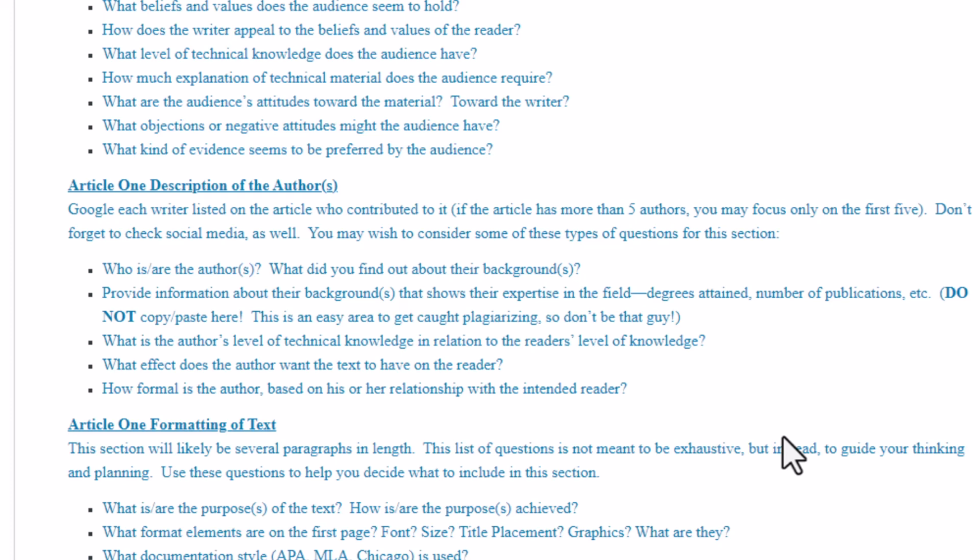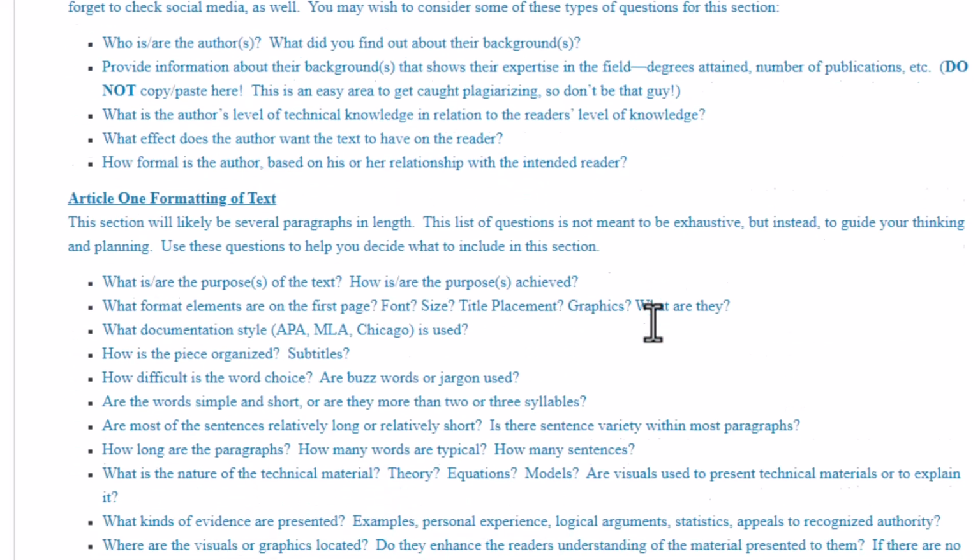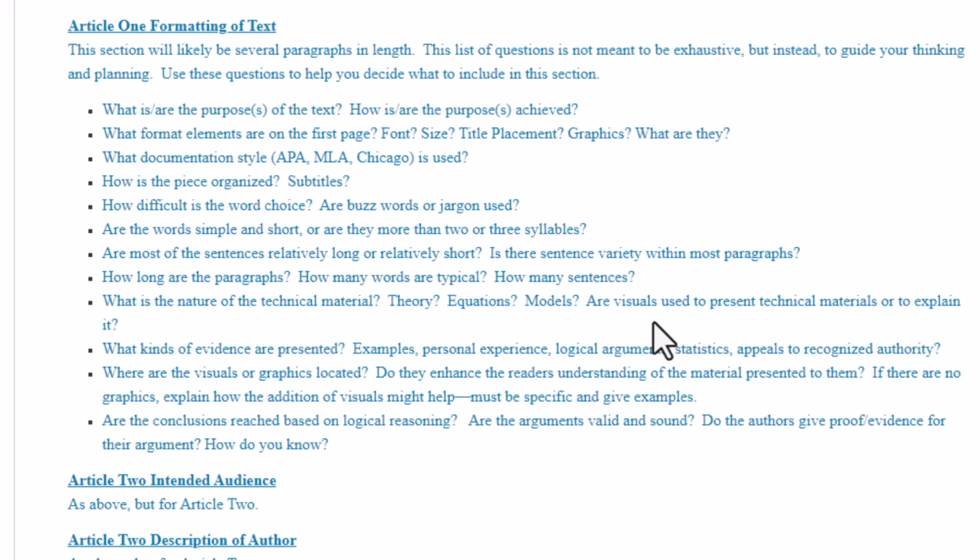You want to find out who they are, where they work, provide information about their background, why they are an expert in this field, what degrees they have, any other publications, things like that. Again, this doesn't have to be super lengthy. 1 to 2 sentences on each author is fine, but please make sure you're not simply copying and pasting their LinkedIn profile or something like that, and know where you get the information so you can include it in your works cited.